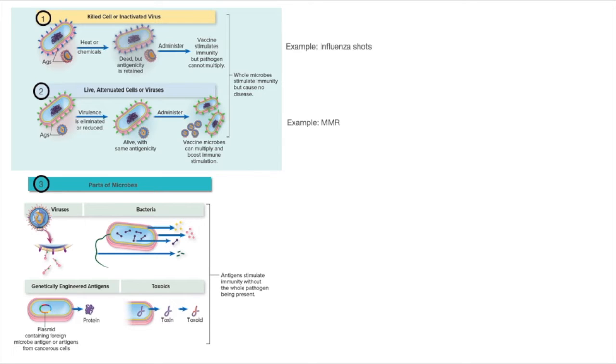An example of that is the MMR shot, measles, mumps, and rubella. And I forgot to say, but the example of the inactivated virus that is used as a vaccine are our flu shots.